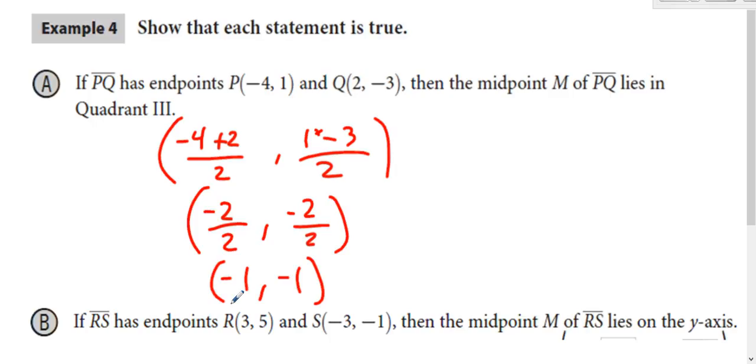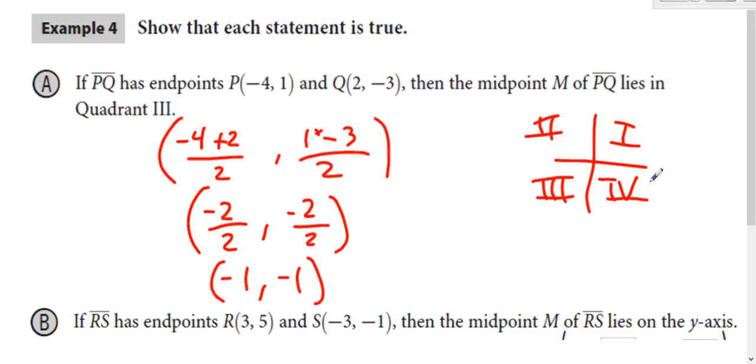So it says it's in quadrant 3. Remember, this is quadrant 1, quadrant 2, quadrant 3, and quadrant 4. And we're talking about the point (-1, -1). So that means we go left 1 and down 1, so we'd be down there, in quadrant 3, yes. So it is true. It's (-1, -1), which is in quadrant 3.